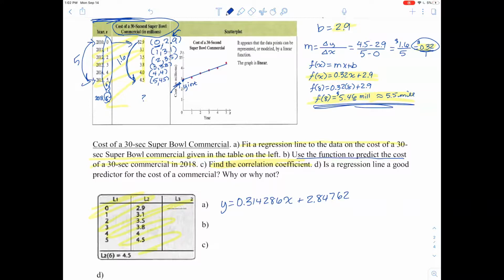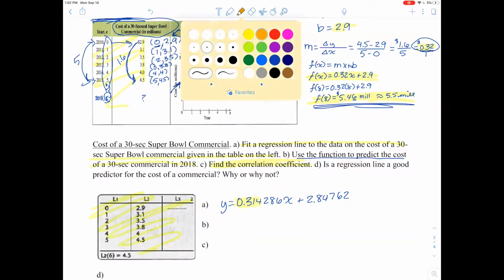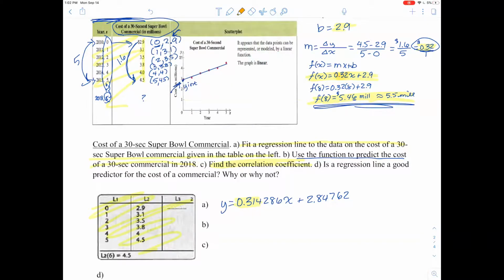Now let's compare. Here our slope is 0.314, and in our original equation, when we did it by hand, we got 0.32. That's pretty close. And in our original, when we did it by hand, our y-intercept was 2.9. This is 2.8485 actually. So those are pretty close. Calculator's a little more accurate. And when you're talking millions of dollars, you want to be as accurate as possible. So you would definitely use a linear regression model to model this data.